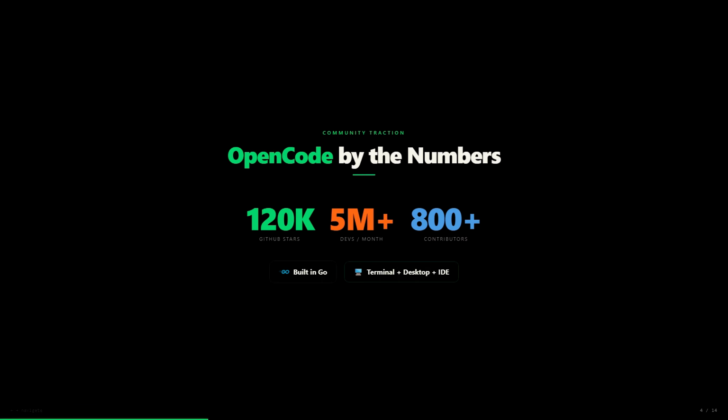The numbers back it up. OpenCode has over 120,000 GitHub stars, 5 million plus developers using it every month, and over 800 contributors. It's built in Go, and it runs in your terminal, on the desktop, and inside your IDE. This isn't a side project, it's one of the fastest growing developer tools of 2026.